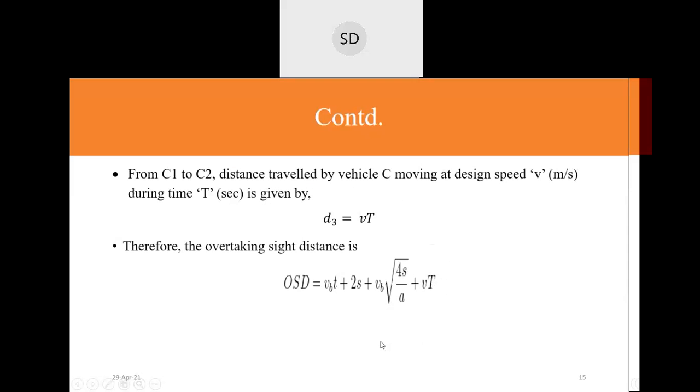Now what about D3? D3 is the distance traveled by the opposite moving vehicle from position C1 to position C2 within that particular overtaking time of capital T seconds. So D3 is V into T. Therefore your overtaking sight distance is Vbt plus 2s plus Vb into root over 4s by A plus V into T.